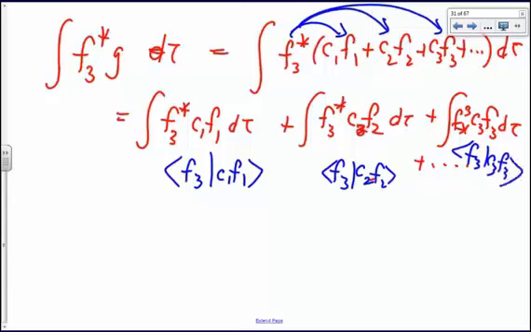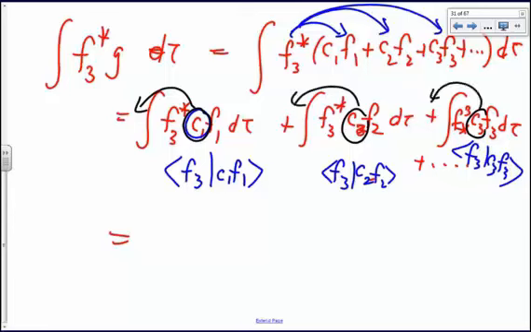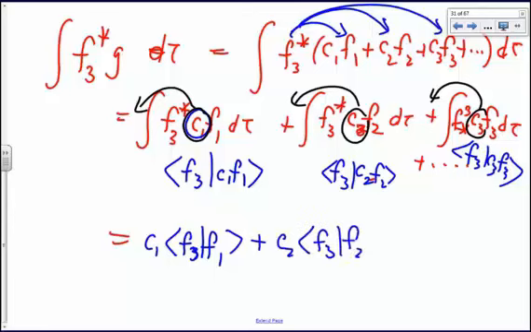So what can I do at this point? What can I do with my constants in my integral? I can pull them out of my integral, right? So this will just give me c1 f3 f1, plus c2 f3 f2, plus c3 f3 f3, plus and so on and so forth. Well, what happens now?